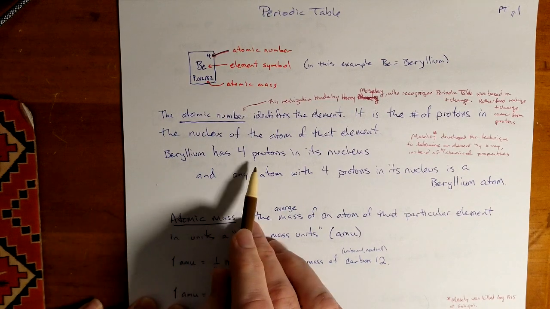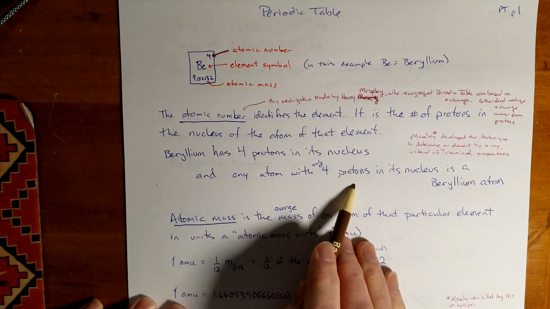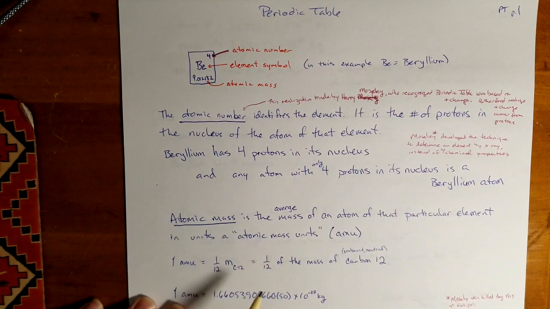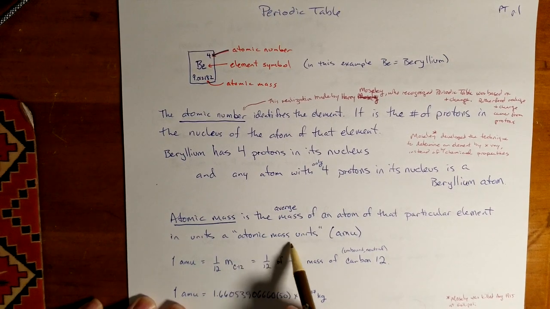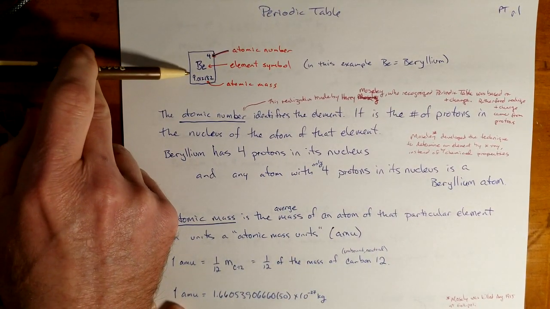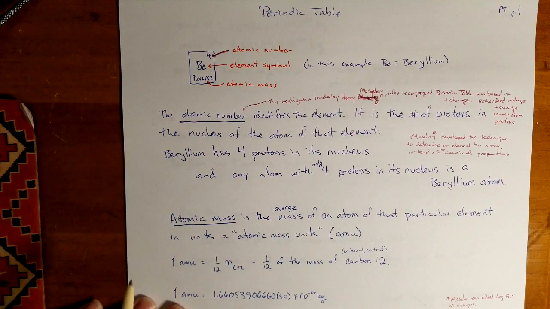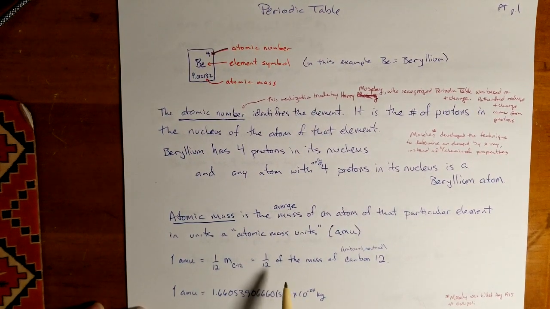So beryllium has 4 protons in the nucleus, and as written here, any atom with only 4 protons in its nucleus is beryllium. Atomic mass, in units of atomic mass units, is the mass of the average beryllium atom. In this particular case, it's the average atom. Now, there are variations of atoms, which we'll talk about on the next page.